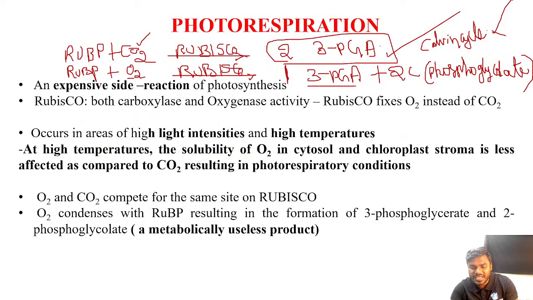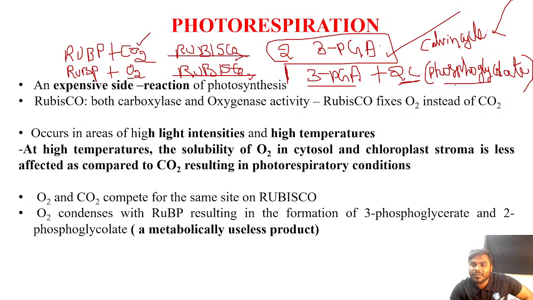Only one 3-PGA is left. As a result, what happened? The Calvin cycle will stop. Now you can ask me, sir, what should I do in order to allow the Calvin cycle to continue? Here, how many carbons are left? Two carbon. What is that two carbon? Phosphoglycolate.